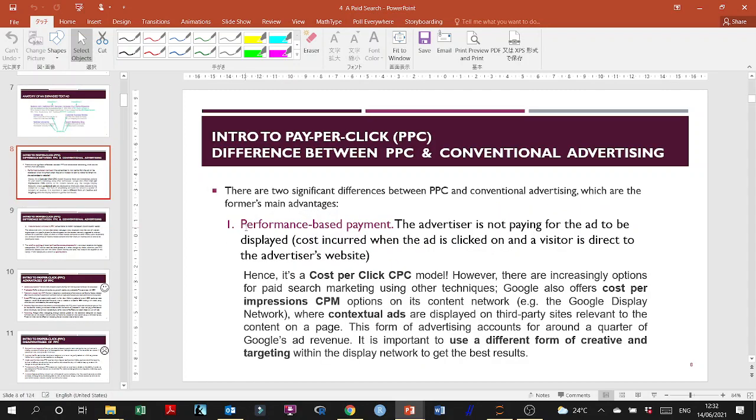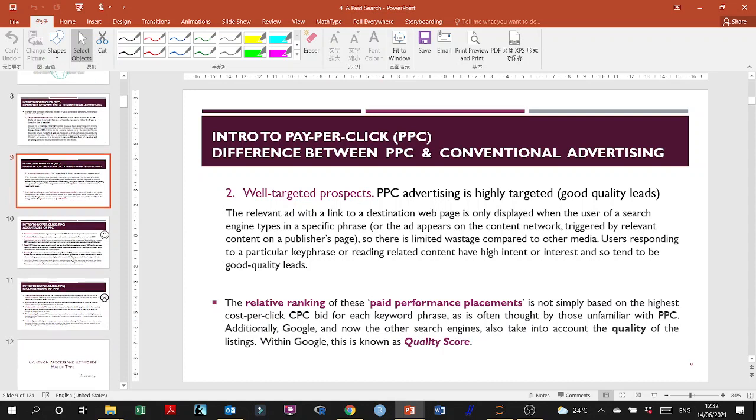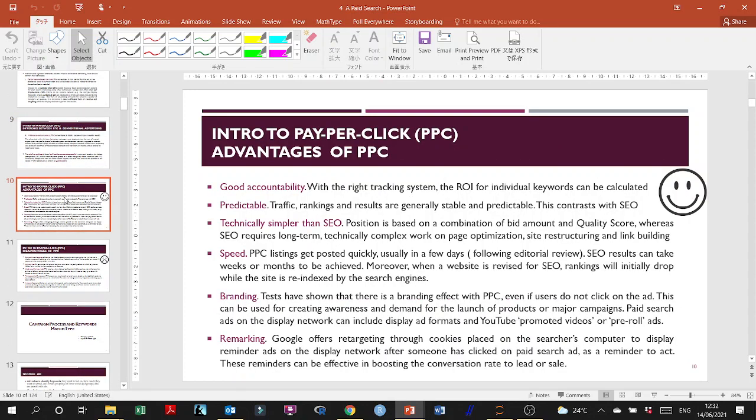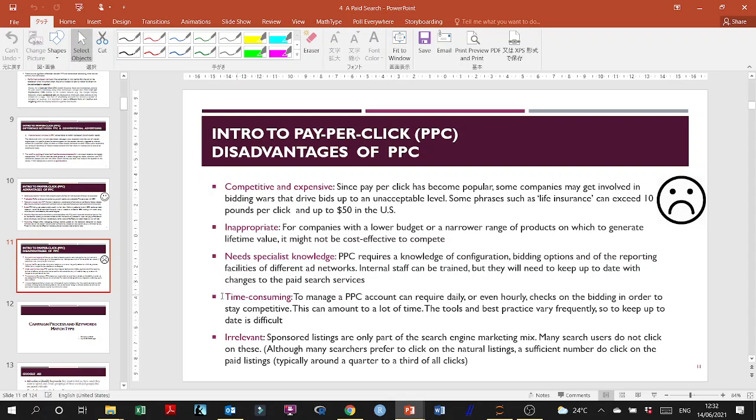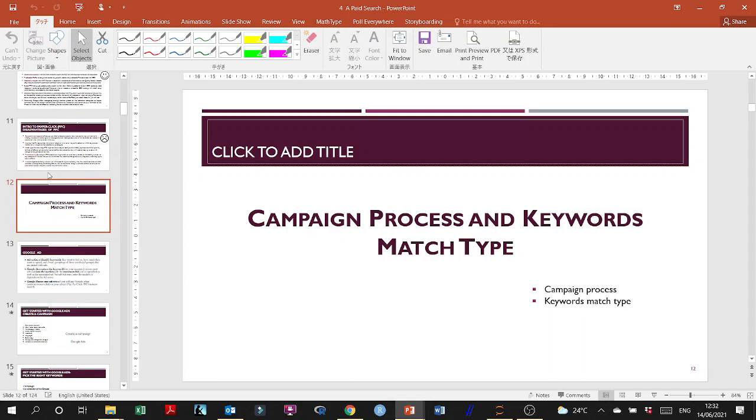So one of the advantages, again, if you're asking yourself what are the advantages of pay per click, you should always recall the performance based and also the targeting, the audience, well targeted prospects or audience. Also the relative ranking with the quality score. It's very much related to search engine optimization, the organic search engine optimization. Then there is also another list of advantages and then the list of disadvantages. Please take a look at these when you're studying for the quiz. Then we also talked about the campaign process and the keywords match type.